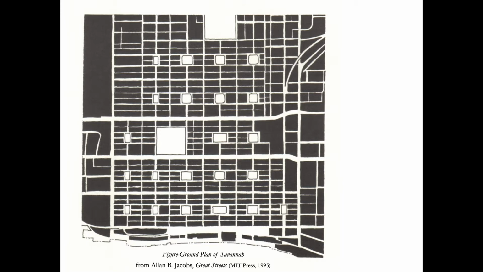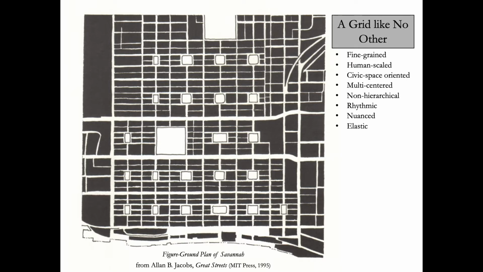So I show here the plan drawn as a figure ground drawing by Alan Jacobs in his book called Great Streets. And just a few comments about the plan here. Savannah is a grid. It's an orthogonal grid, like so many cities in the world, like so many cities in history. There's nothing really new about the gridiron plan that Savannah basically is part of. But the particularities of Savannah's grid are really unique. It is a grid like no other.